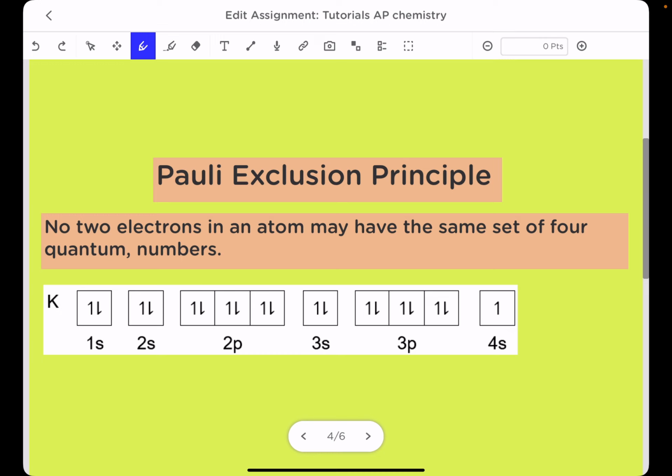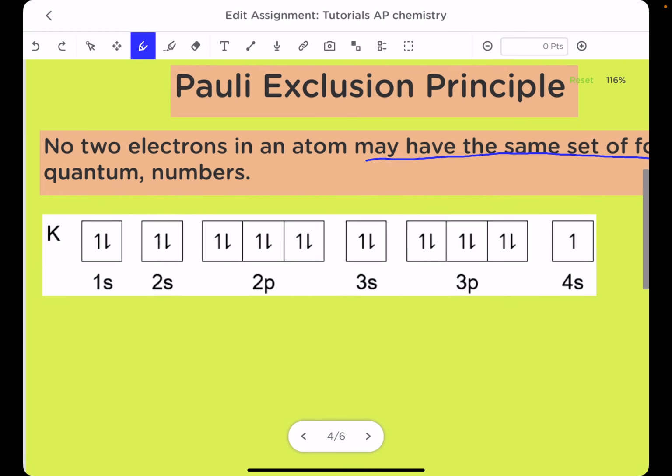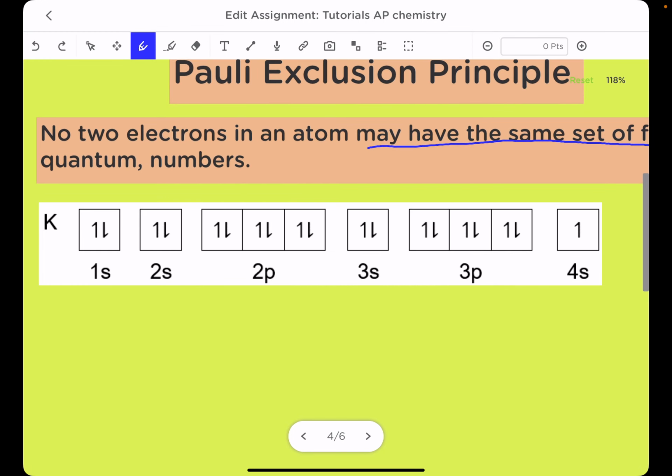What does this principle say? The definition of this principle: no two electrons in an atom may have the same set of four quantum numbers. What does that mean? Here I'm giving the orbital diagram notation of potassium, 19 electrons, and this is their distribution in the orbitals. What does it mean that no two electrons in an atom may have the same set of four quantum numbers?